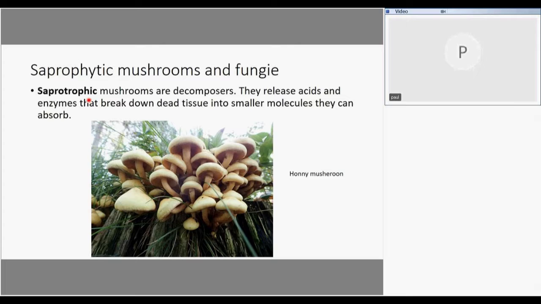These saprophytic mushrooms release acids and enzymes that break down the dead tissue from other organisms into smaller molecules that the mushroom can absorb, like the honey mushrooms. So this mushroom can be very effective.